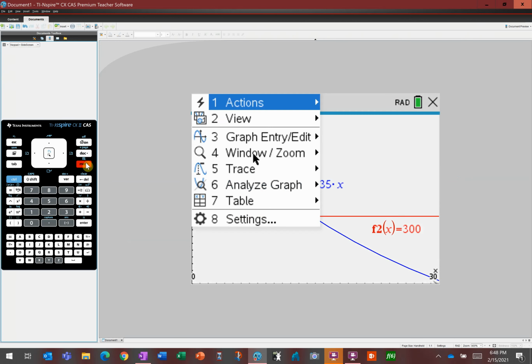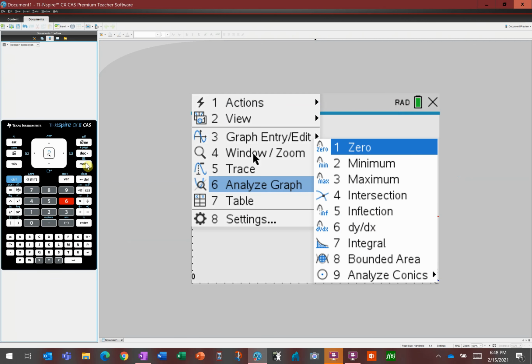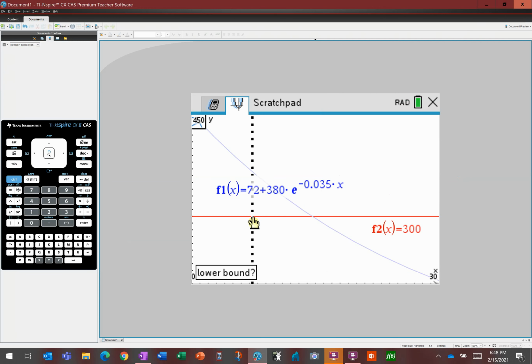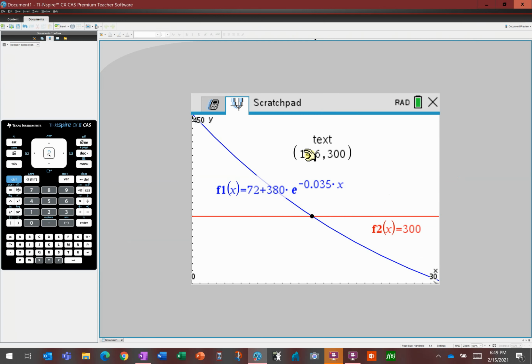Okay, so Menu, Analyze Graph. Let's find their intersection, which is 4. Okay, lower bound, we go to the left of their intersection point, drag to the upper bound. We get 14.6, but I don't trust that. I'm going to hit the plus button a few times, see a few more decimals. There we go, 14.595.